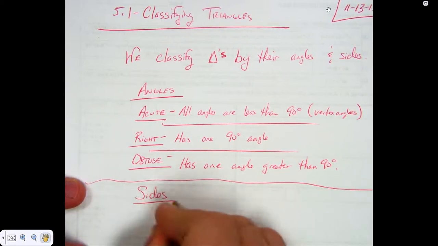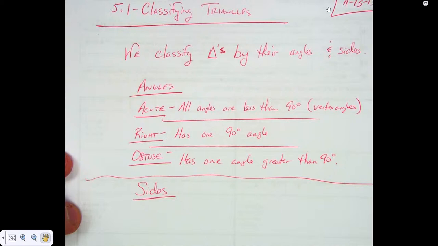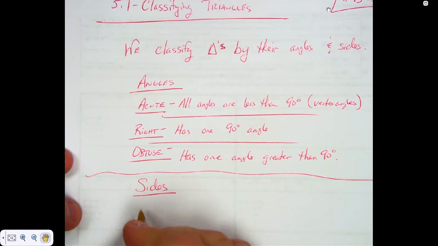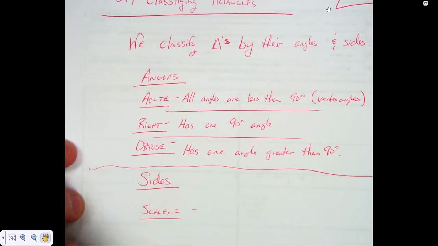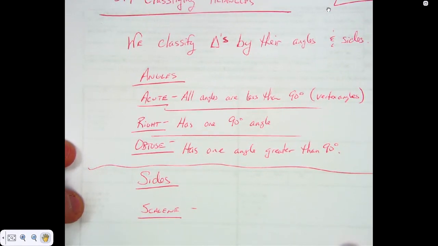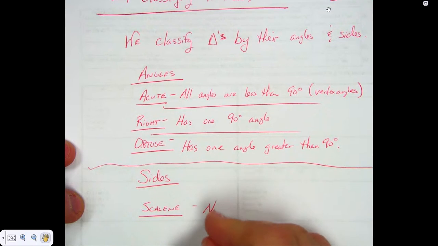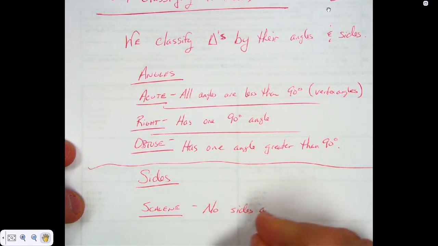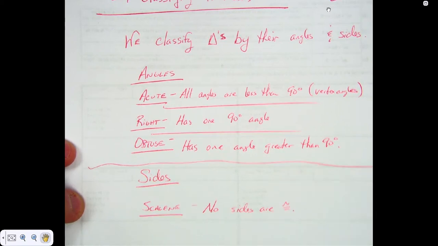The other way we classify them is by their sides. Scalene. Anybody? None of the sides are equal. No sides are, what's that word mean? What's that symbol mean? Congruent.